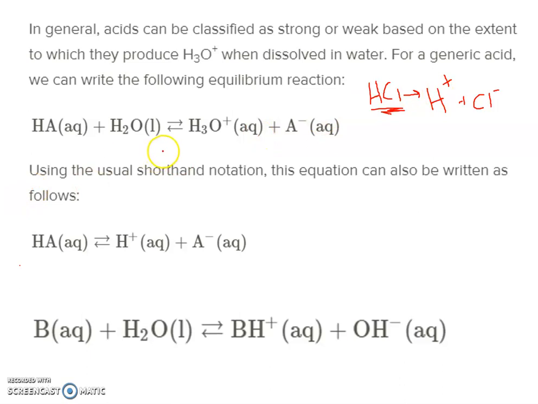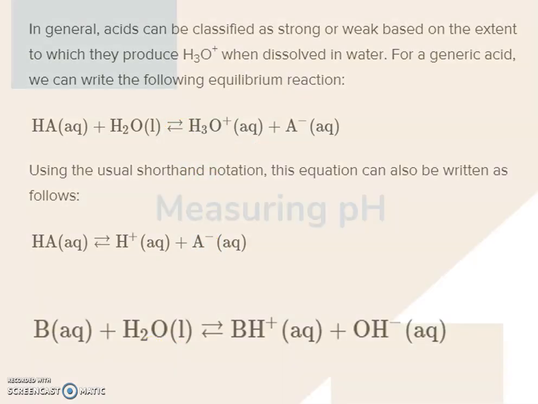But a lot of acids, you'll notice this double arrow. That means the reaction's going both ways. So you have a little bit of reactants and a little bit of products. And depending on what this balance is, gives you the pH. And the same thing holds true for bases.